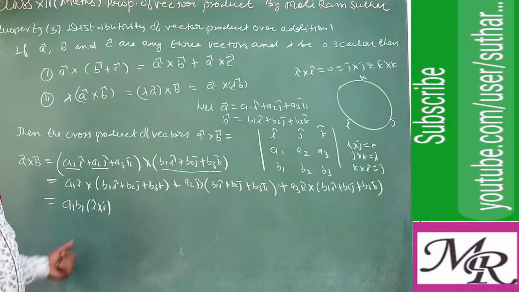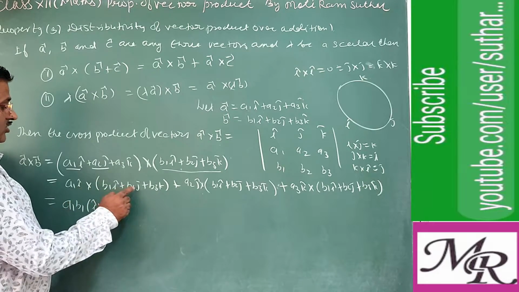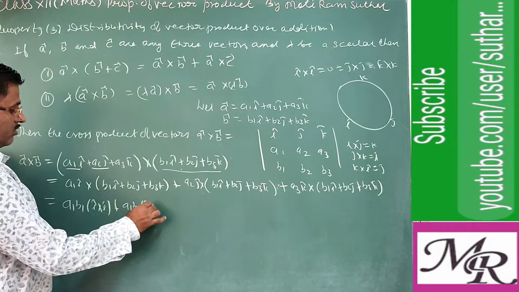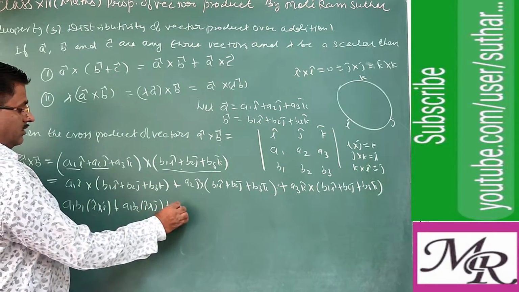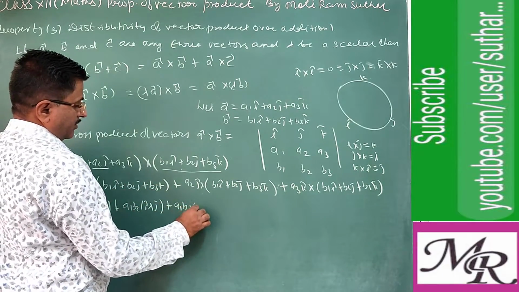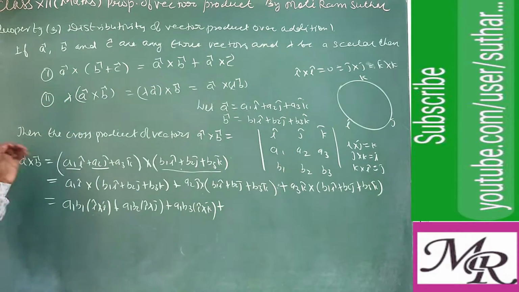So we can say I cross I. Similarly, A1 I cross with B2 J, so scalar with scalar and J cross, plus A1 with B3, I cross K. Similarly for the others you can find.